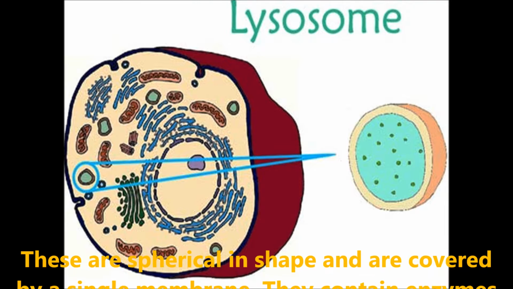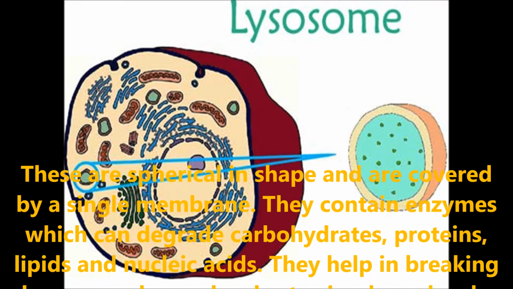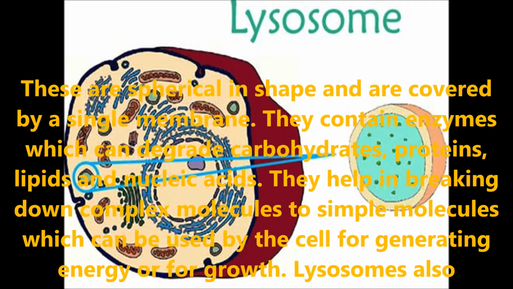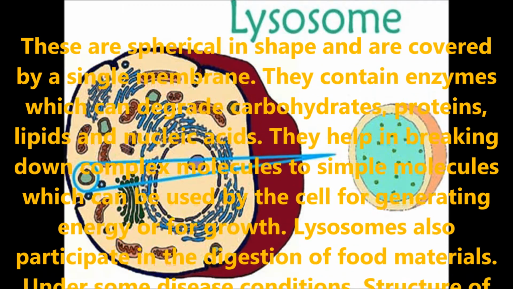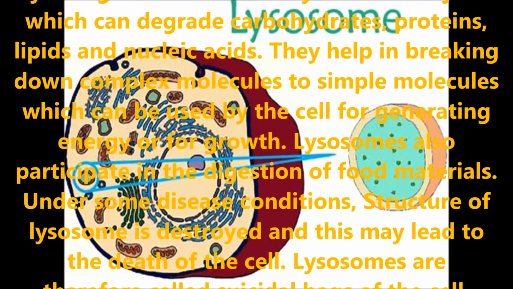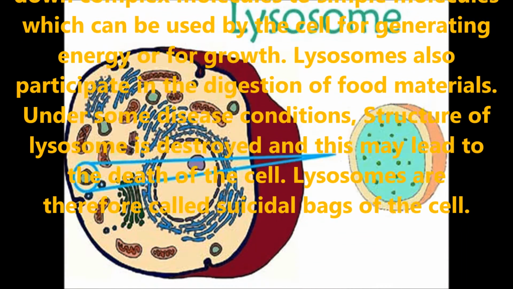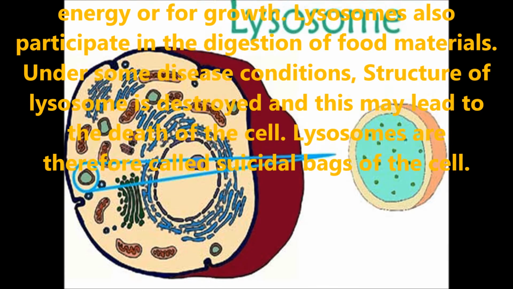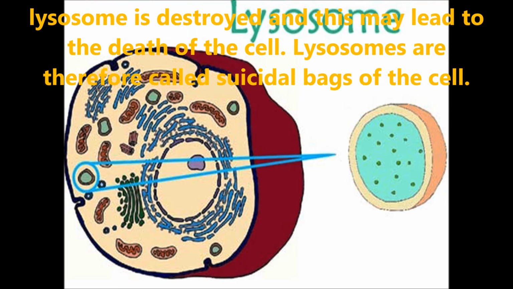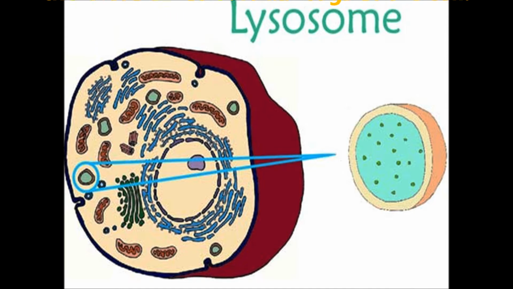Lysosomes. These are spherical in shape and are covered by a single membrane. They contain enzymes which degrade carbohydrates, proteins, lipids and nucleic acids. They help in breaking down complex molecules to simple molecules which can be used by the cell for generating energy or for growth. Lysosomes also participate in the digestion of food material. Under some disease conditions, the structure of lysosome is destroyed and this may lead to the death of the cell. Lysosomes are therefore called suicidal bags of the cell.